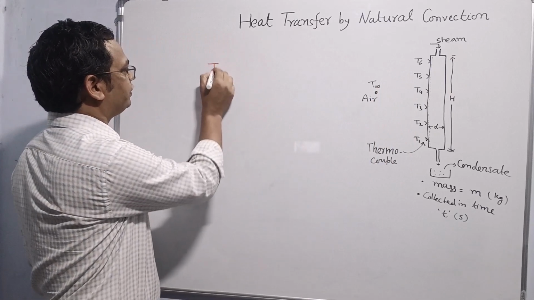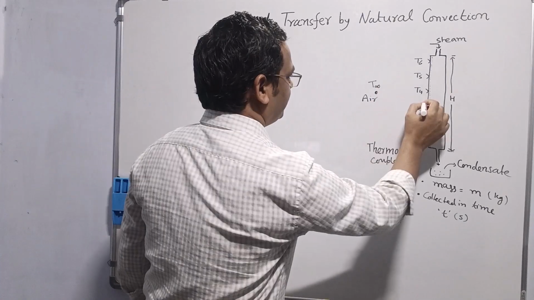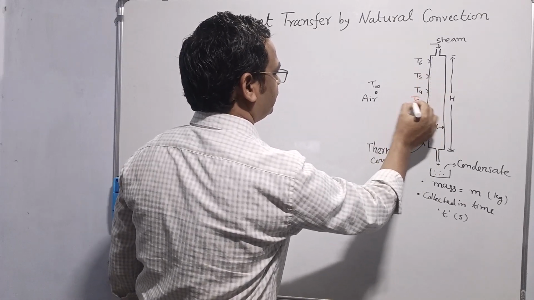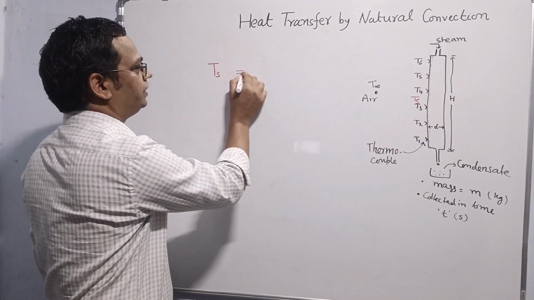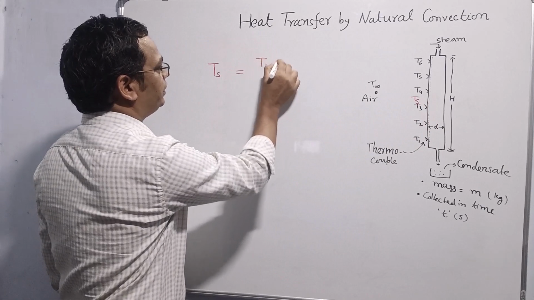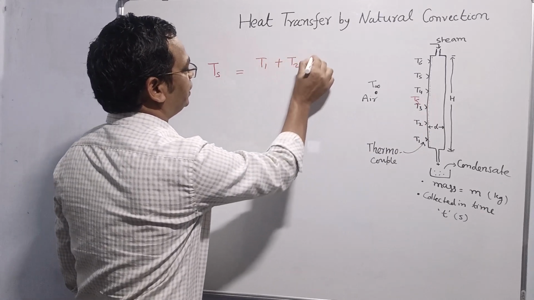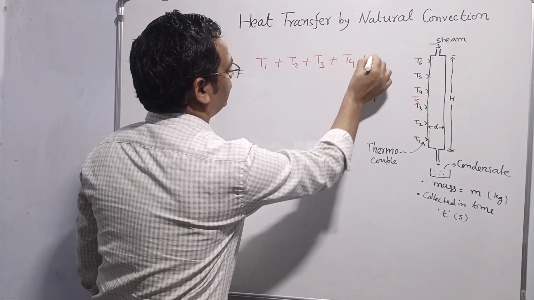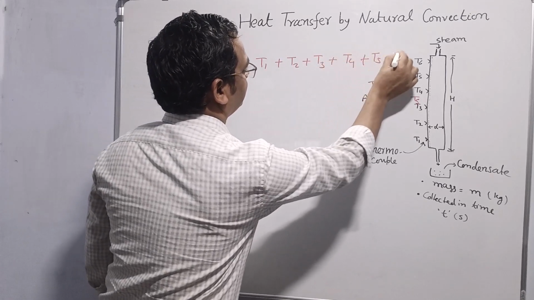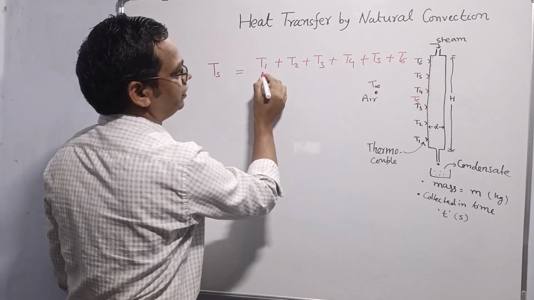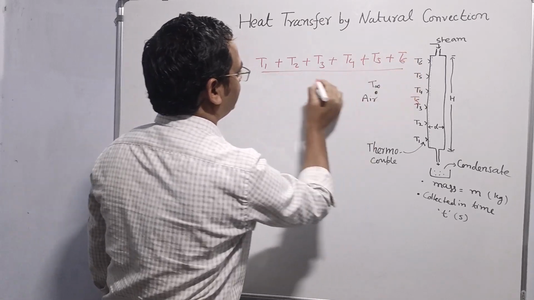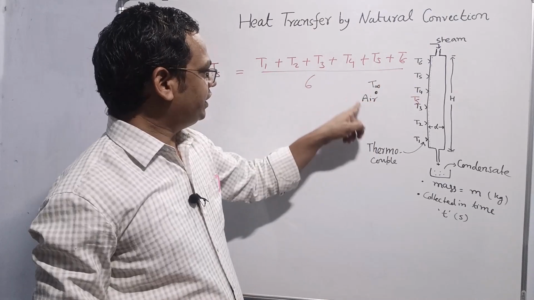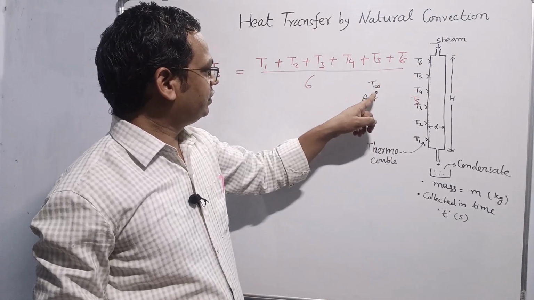Say this is Ts. Ts is the average surface temperature. So that will be T1 plus T2, T3, T4, T5, T6 divided by 6. T infinity is the surrounding medium temperature, which is air.